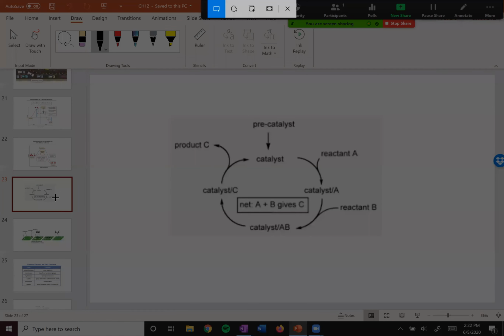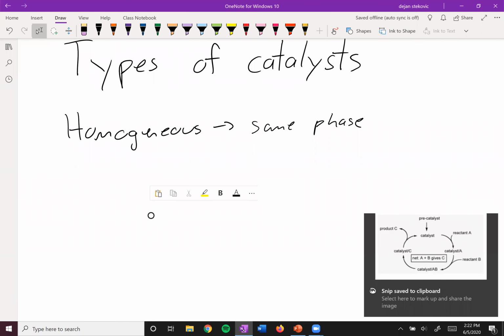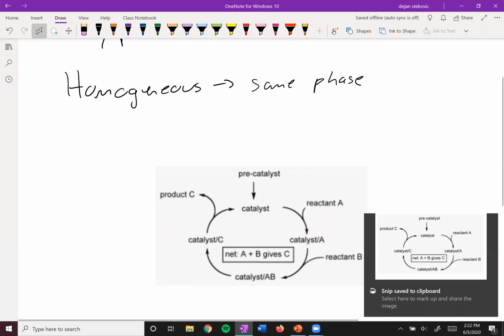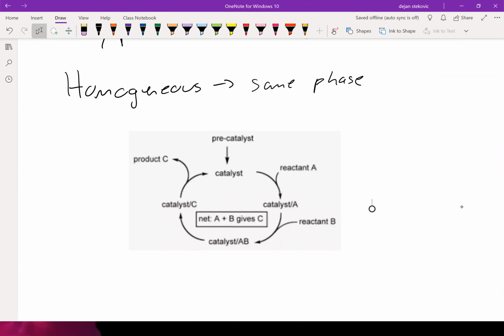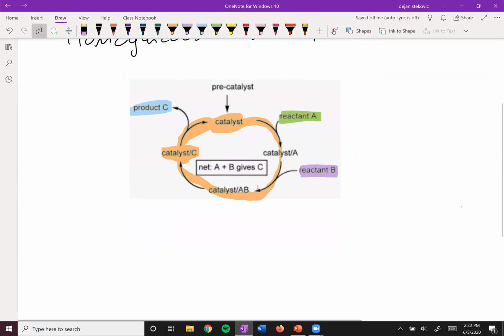And this is just a generic catalytic cycle here. So for us, we'll start off on this catalyst. So you see the catalyst is going to go in this kind of circle. It picks up reactant A, then it picks up reactant B, and then it turns it into product C. But the catalyst itself is rejuvenated and can go through this cycle again and again and again. So there's homogeneous. Next up, we have heterogeneous.